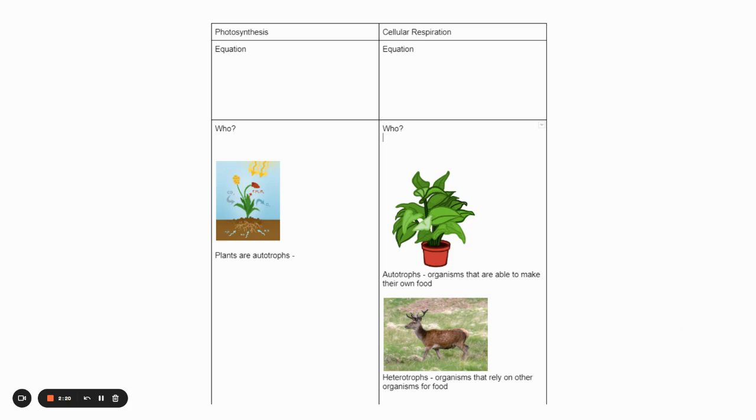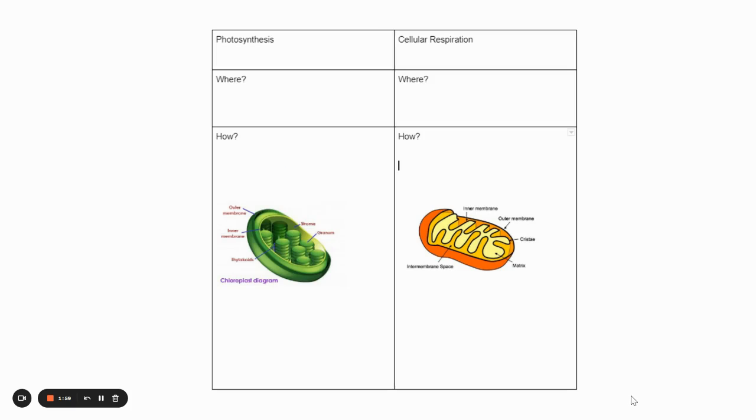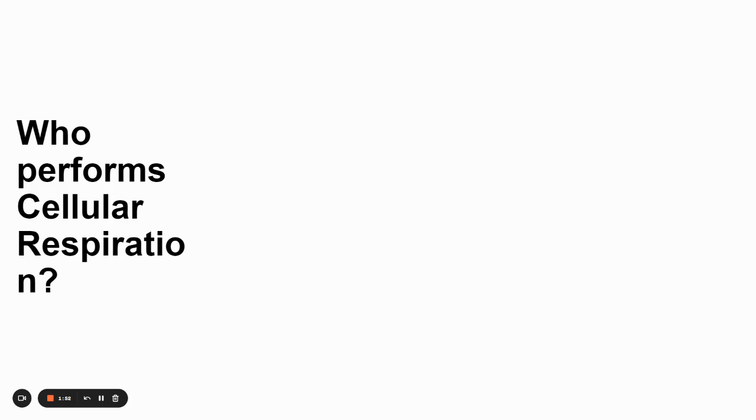All right. On the next day, they also had to fill in the side of the graphic organizer that talks about cellular respiration. Again, same process: equation, who or what performs each process, where it takes place, and how. And I also introduced a new word to them, heterotrophs, on this day. And here's a picture of the where and the how in the graphic organizer.